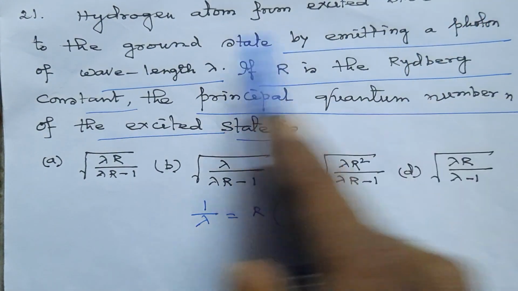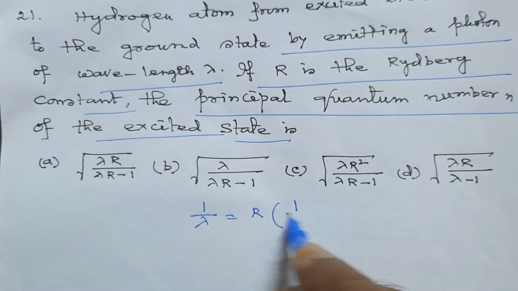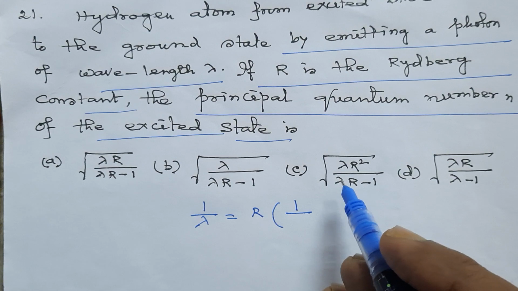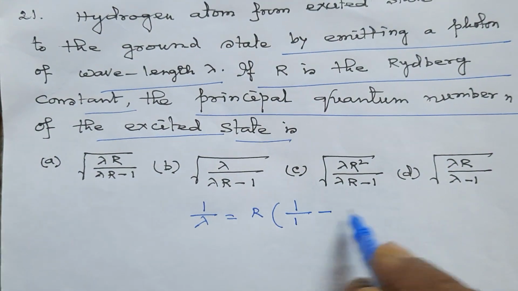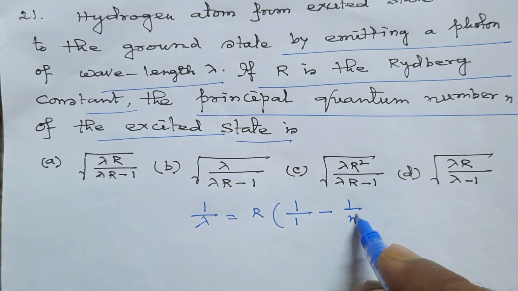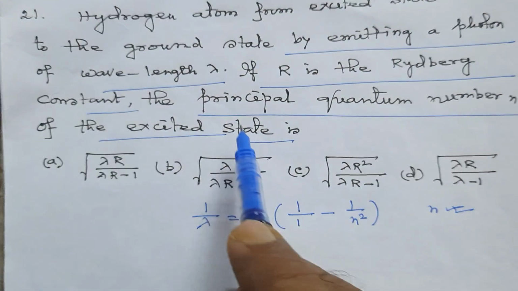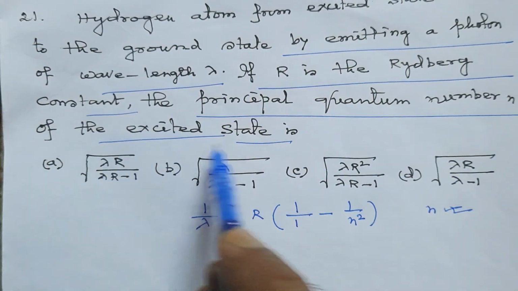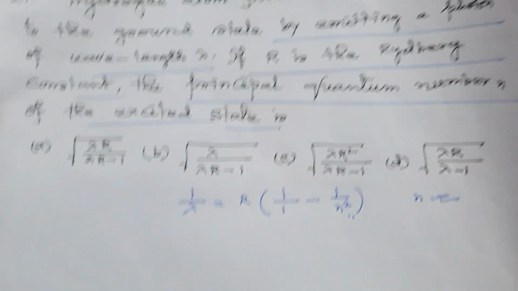a hydrogen atom from the excited state comes to the ground state by emitting a photon. For the ground state, n1 is 1, and for the excited state, let it be n. What to calculate? The principal quantum number of the excited state. So we are to calculate n from here actually.